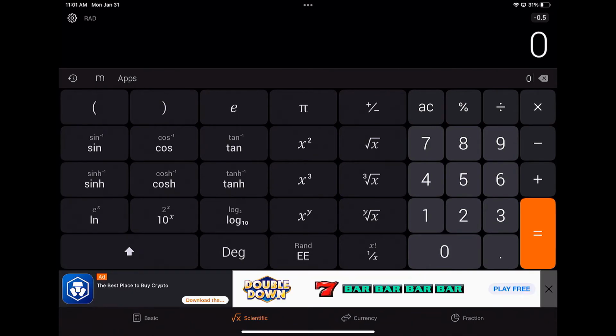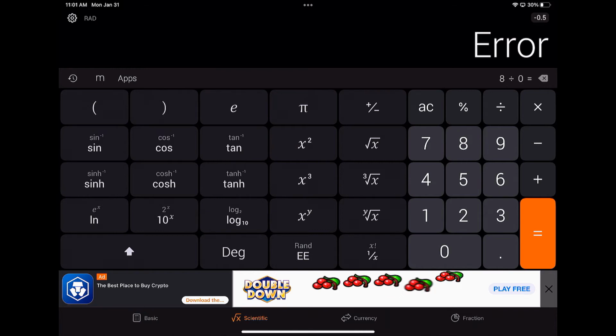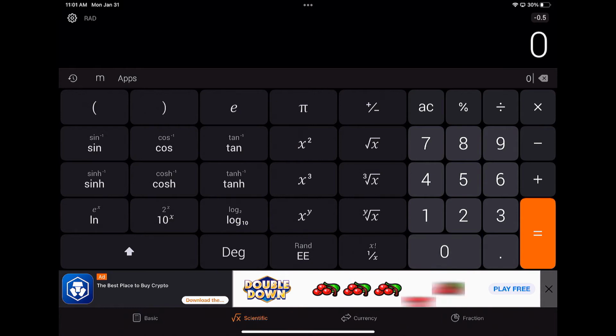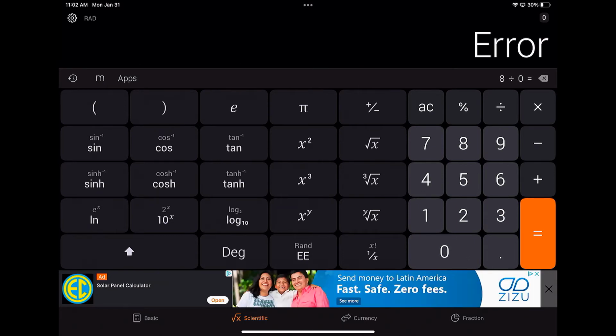So let's say a random number, 8, divided by 0. And I get my answer as, why is it gonna give me an error? If I do it the other way, 0 divided by 8, I get an answer. But when I put the number first and the 0 second on bottom, I get an error. Exactly. You can't divide by nothing, right?